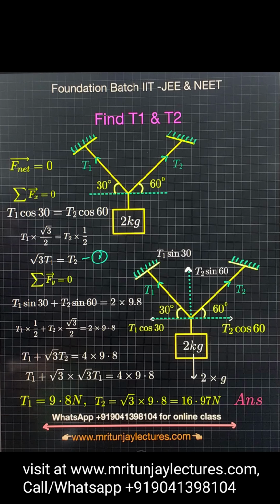After that, put this value here. Then we get T2, how much? 16.97 Newton. Okay, I hope it is clear.